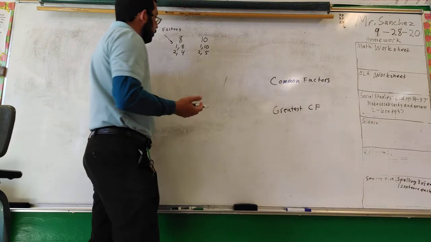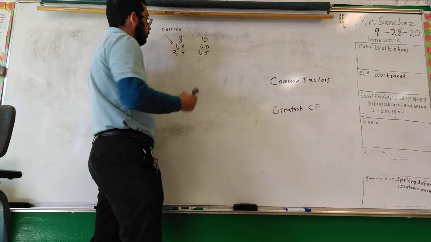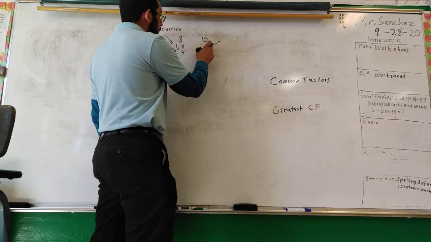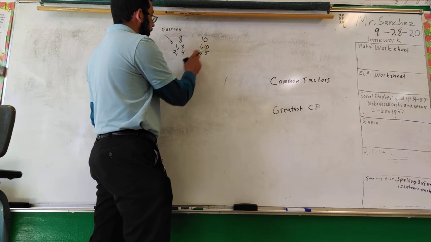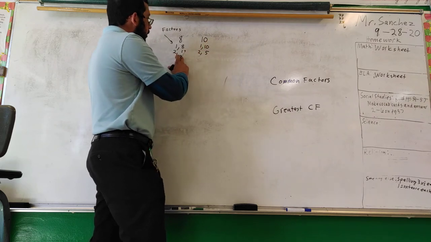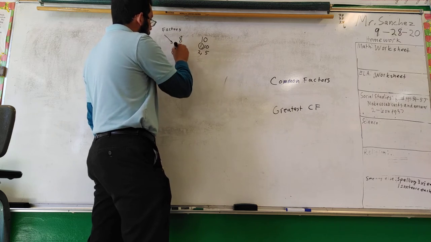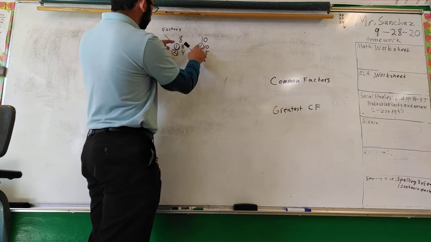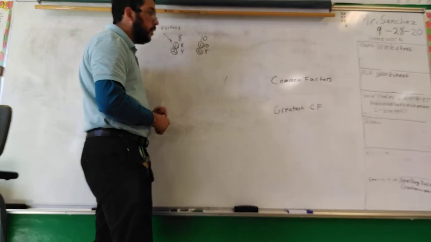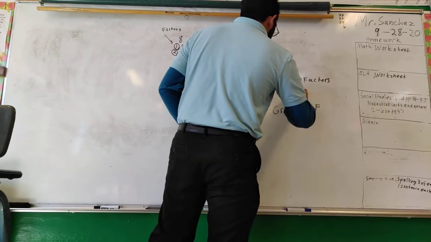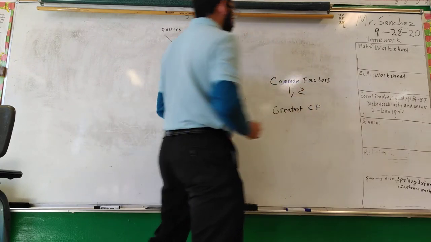So now what we have to do is just see which ones are the common factors. Well, 8 is not common because it's not here, neither is 10. Neither is 5. Neither is 4. We see that they each share the common factors of 1 and 2. Thus, our common factors will be 1 and 2.